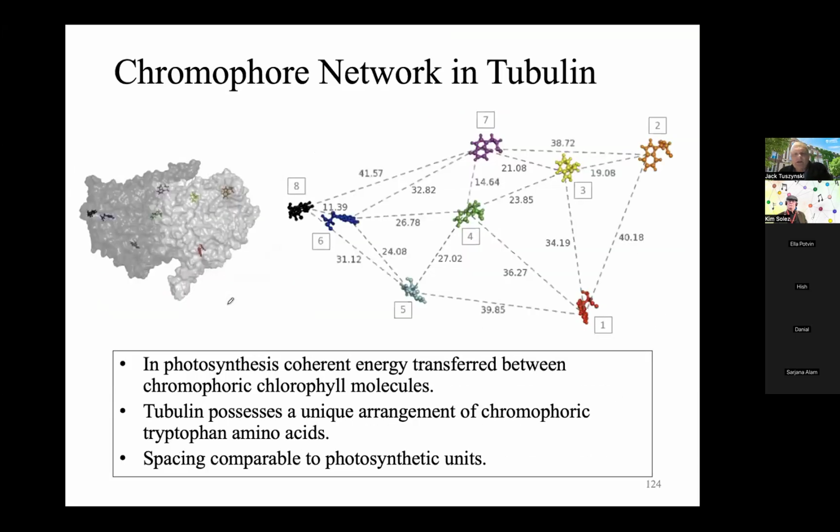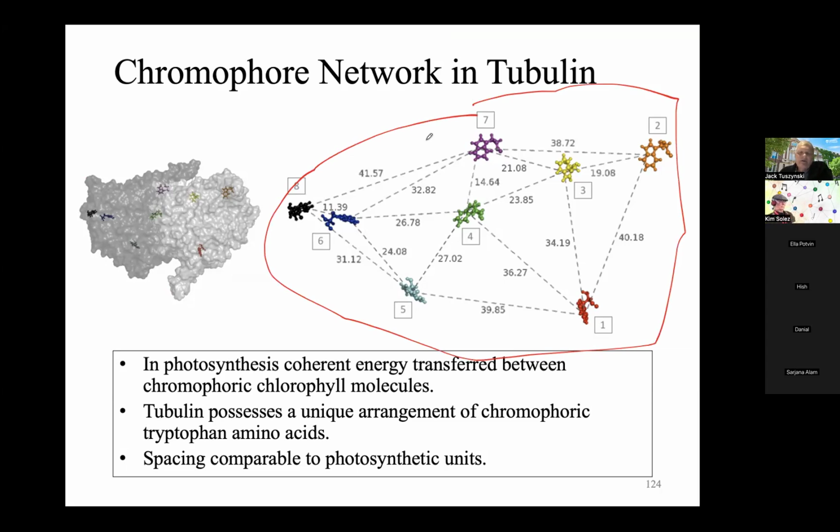Okay, so here is just a representation of this chromophore network in tubulin of tryptophans. And remember, there were seven molecular complexes in the FMO case for chlorophyll. And here we have 8, so it's somewhat a similar arrangement. And here are distances between them in angstroms. And some of them are a bit closer, quite a bit closer.